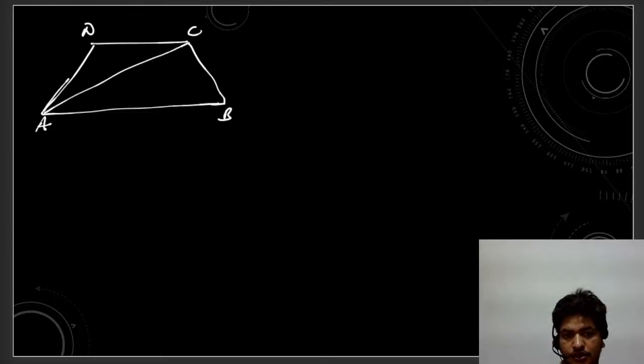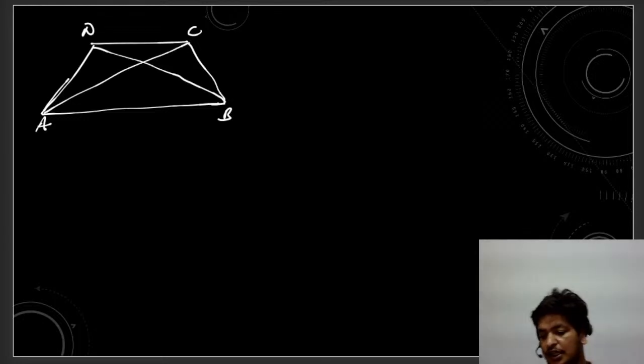चलो एक और क्वेश्चन करते हैं. In the following figure ABCD is a trapezium. It will look like this. A B C D. This is the diagonal and this is the diagonal. ABCD is a trapezium with AB parallel to CD.